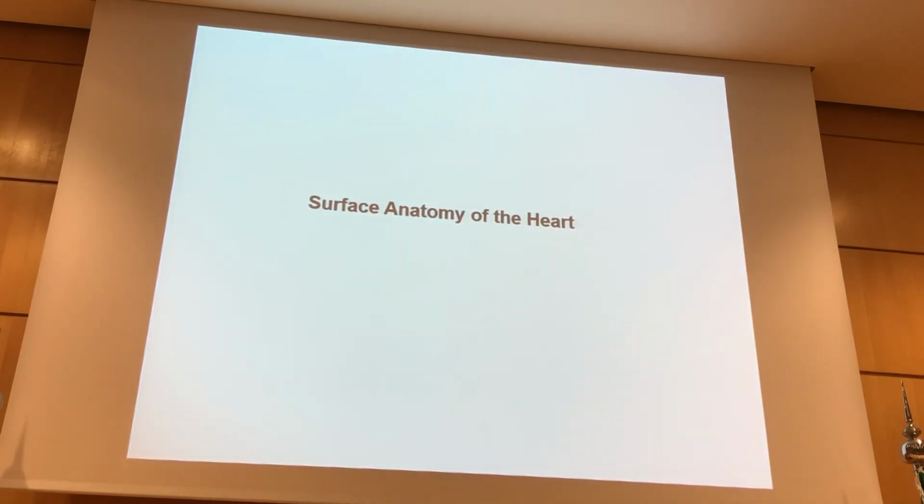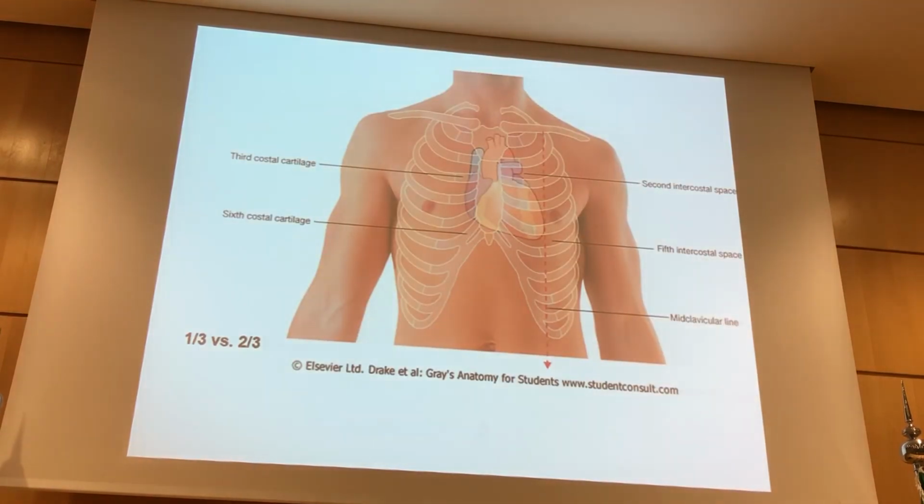Now, from now on, you're going to be dealing a lot with the surface anatomy of the heart. What do we mean by surface anatomy? How the location of deeper structures correspond to areas on the surface of the body, right? And there is a very important landmark. Sternum. Right? The heart is behind the sternum. 2/3 is to the left and 1/3 to the right. Right? This is the sternum.